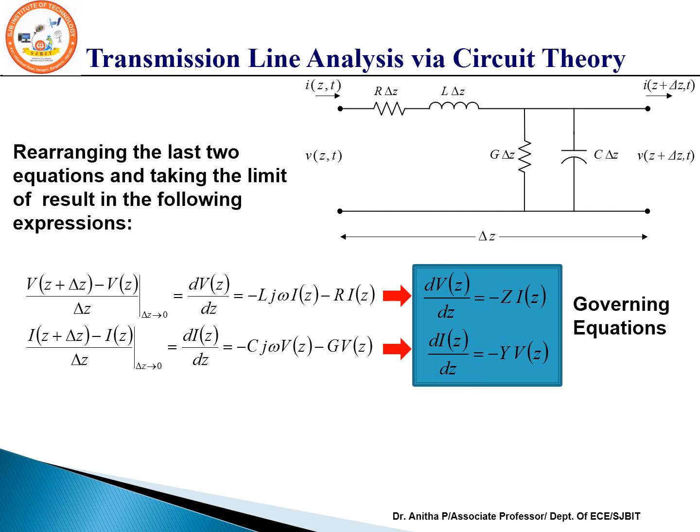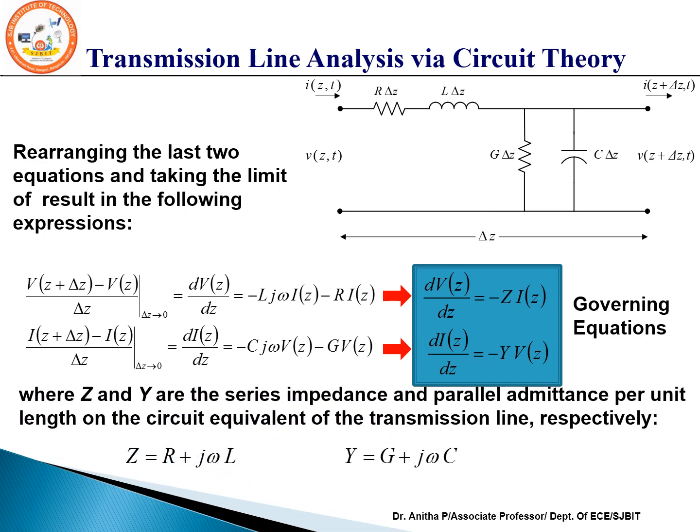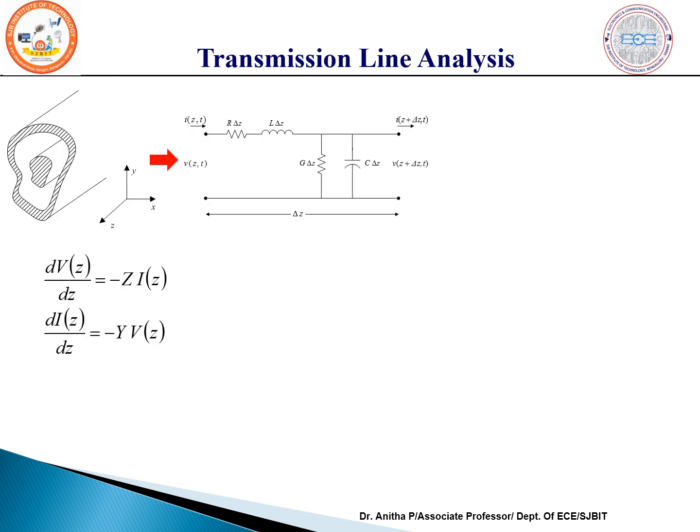And these two equations we call the governing equations: dV by dz equals minus Z into I of z, and dI by dz is equal to minus Y into V of z. Here we have come across two parameters called the series impedance R plus j omega L and the shunt admittance G plus j omega C. And we need to find the solution for this governing equation, which is a first order differential equation with two different parameters.